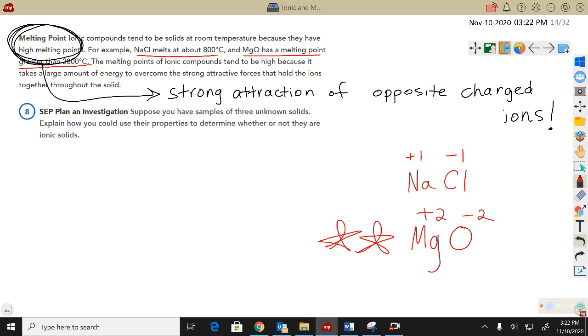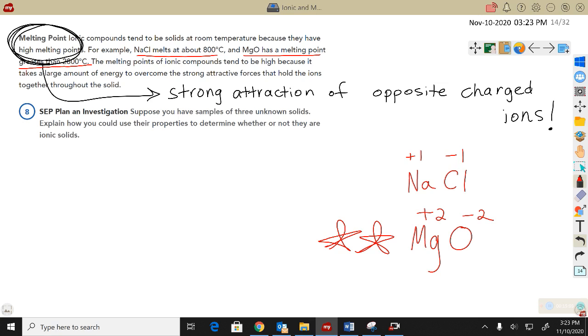So not only do you have higher charges, but you've also got smaller ions that can pack real tight and show stronger attractions. And so if I've got stronger Coulombic attractions, it's going to take more energy to separate the ions.